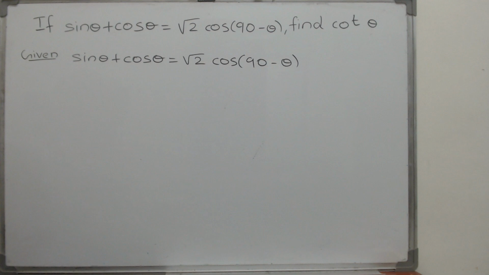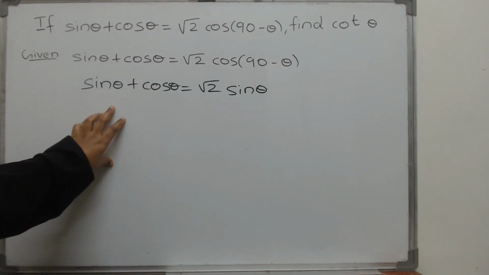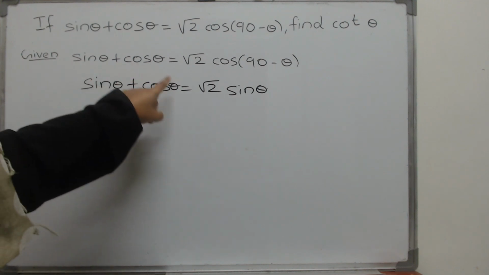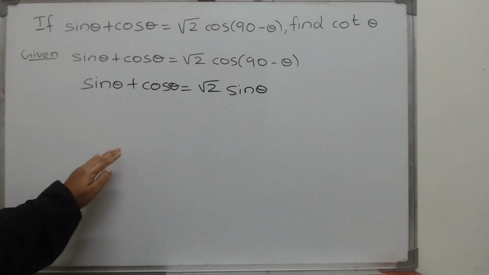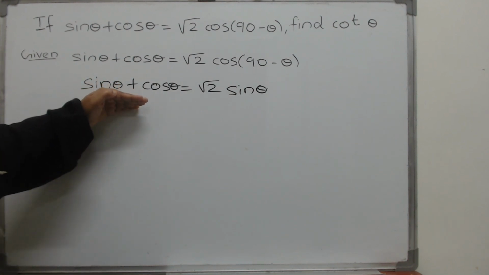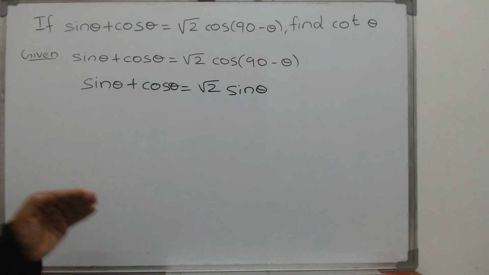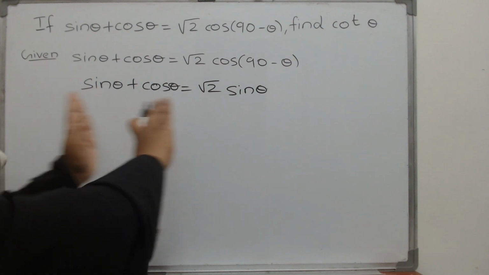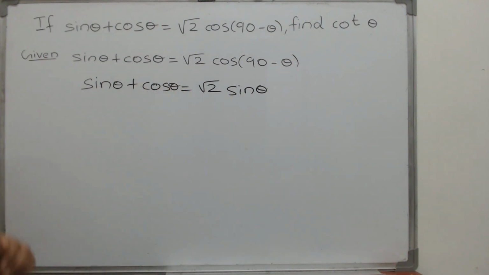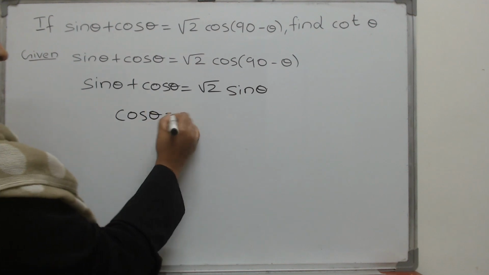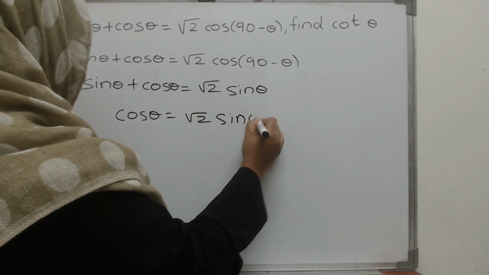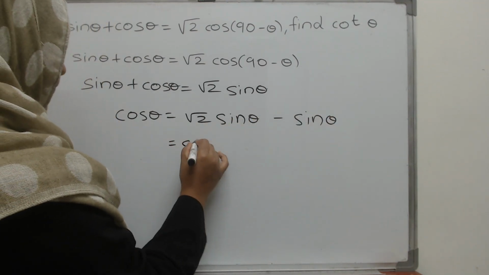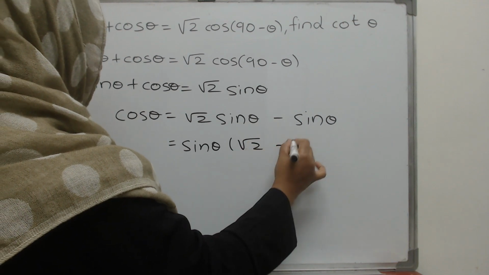So then how will we proceed? Now you remember what I told you? You do not have to find the individual values of sine theta and cos theta. That is not needed. You just need cos theta by sine theta. So let us isolate all the cos to one side and all the sine to another side. Then how will you get the equation? You have root 2 sine theta minus sine theta. So what is common in both of these terms? Take the sine theta out and here you have root 2 minus 1.